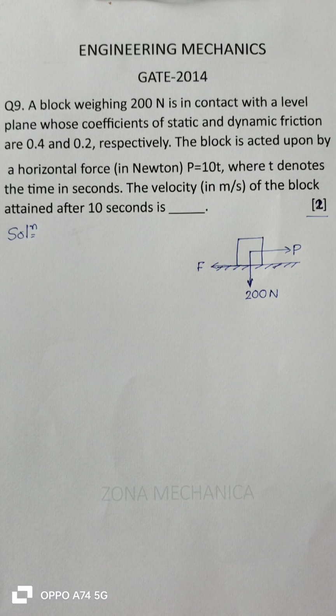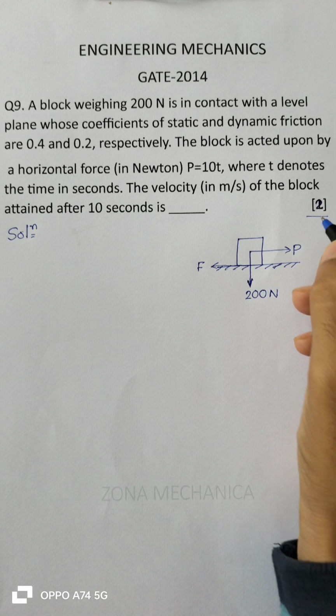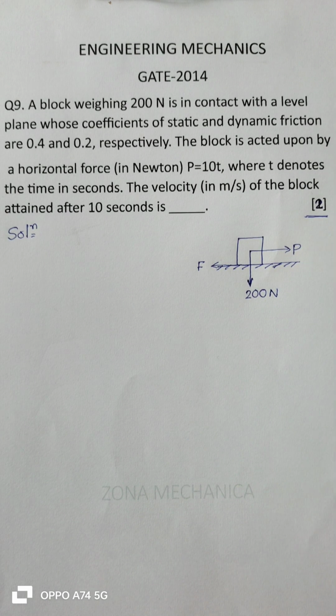There is a numerical answer type of question. The figure at the margin indicates the weightage of the question, that is 2 marks. So the solution of this question will be a little bit longer.